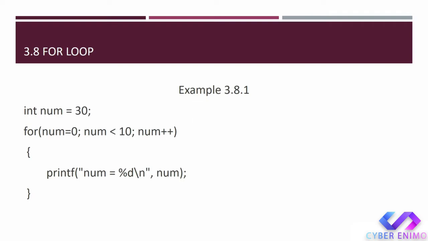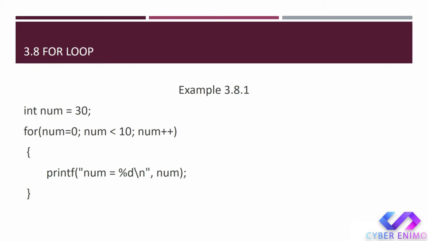In the last argument we say num++. So every time we loop around the code, num will be incremented by 1. After the three arguments, between curly brackets, we specify the code to be executed every time we loop around. The first time we enter the loop, the printf statement will display a message saying num equals 0.